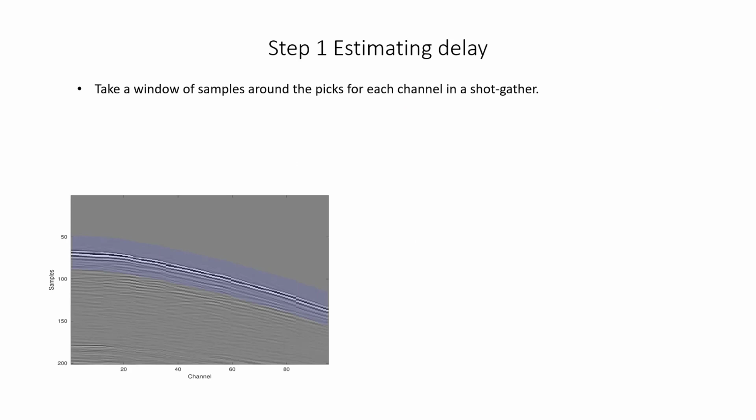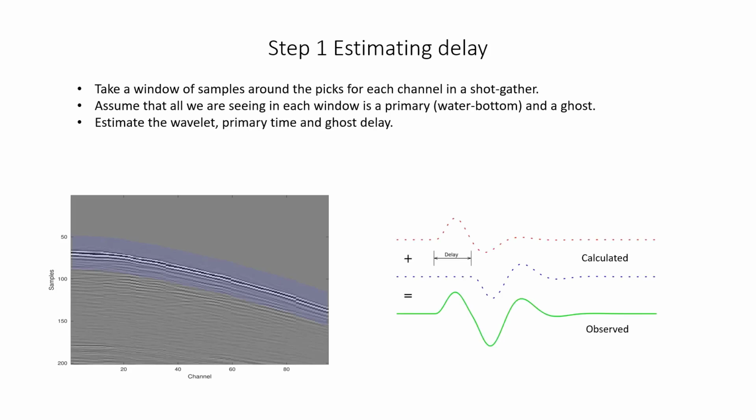So the first part of this is estimating the delay. So we take a window of samples around the picks for each channel in a shot gather. And we make the assumption that all we're seeing in each window is a primary and a ghost. And from that, we estimate the wavelet, primary time, and ghost delay. So this is our wavelet. It's arriving at some primary time, and there's a delay, and the negative form of that wavelet comes in, and combined together, they produce an observed trace or section of a trace.